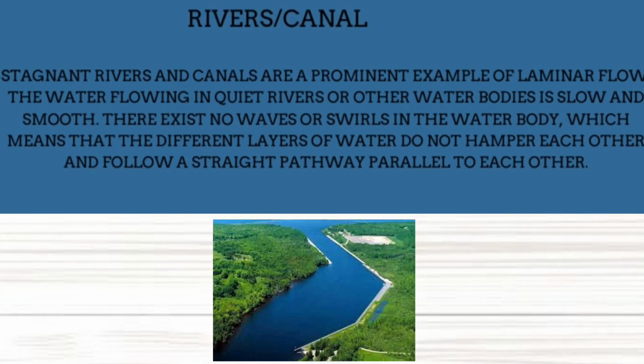Rivers or canals. Stagnant rivers and canals are prominent examples of laminar flow. The water flowing in quiet rivers or other water bodies is slow and smooth. There exist no waves or swirls in the water body, which means that the different layers of water do not hamper each other and follow a straight pathway parallel to each other.